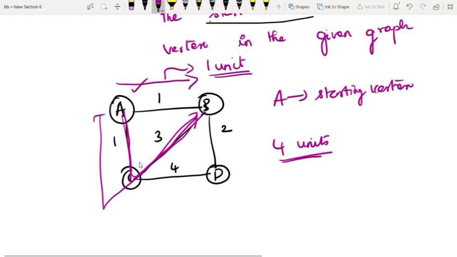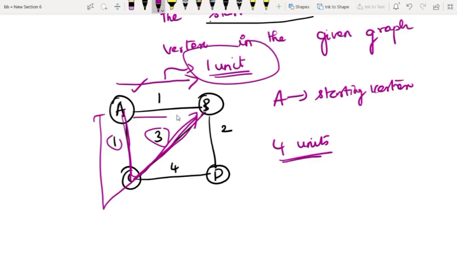Now you tell me which, and there is one more path also. There are a lot of paths through which we can move from A to B, but let me assume two paths. A to B directly, that is 1 unit, and A to C to B, that is 1 plus 3, 4 units, right? Now can you tell me which is the shortest path? The shortest path is moving directly from A to B, because that consumes only 1 unit.